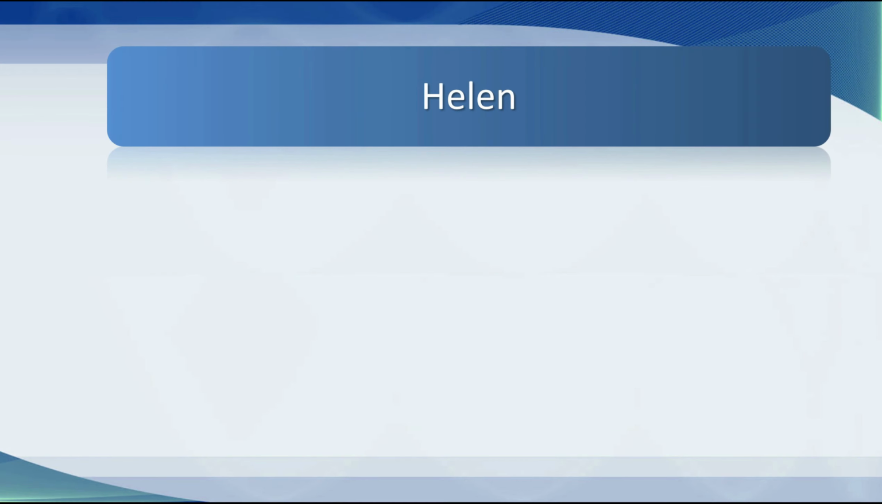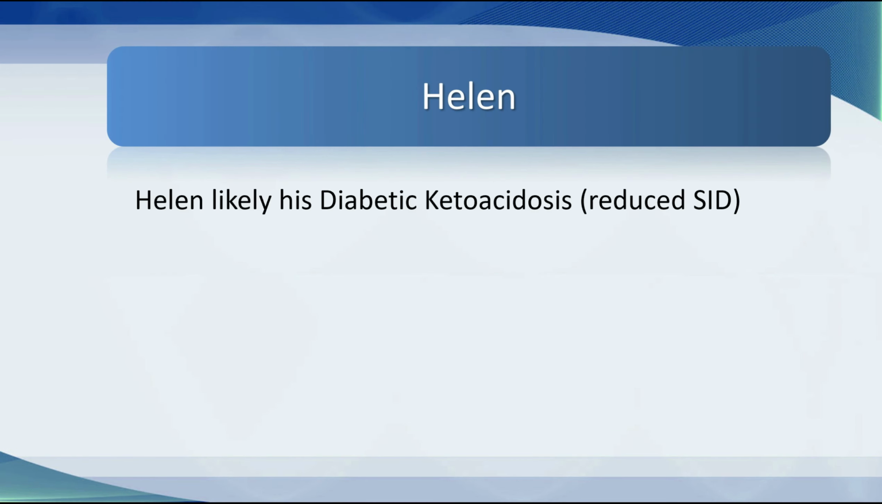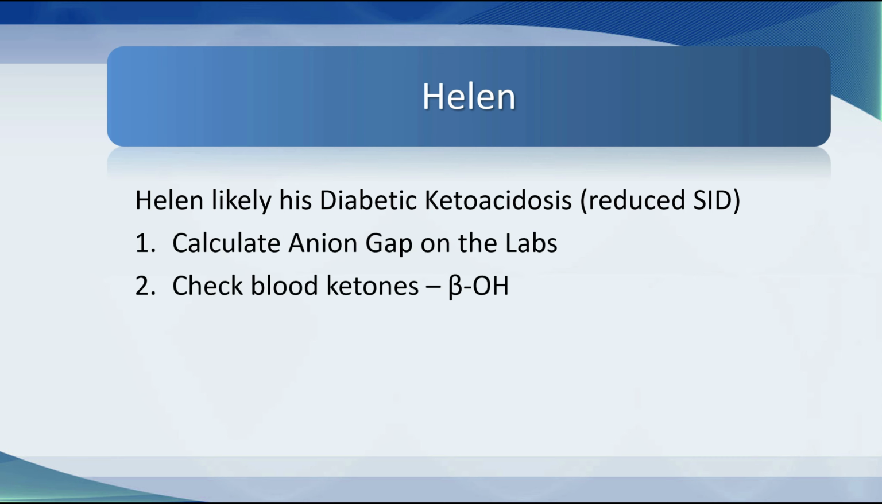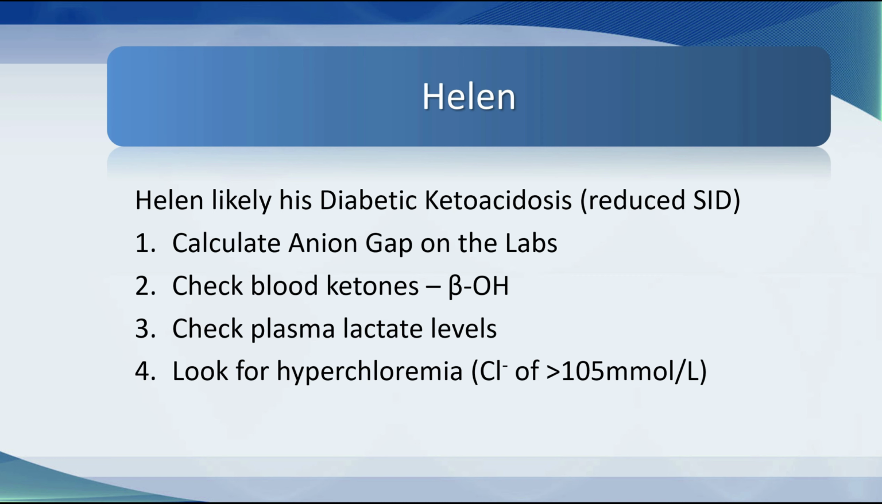In this case, Helen likely has diabetic ketoacidosis, so you should calculate the anion gap on the labs, check her blood ketones, her beta-hydroxybutyrate, check her plasma lactate levels, and then look for hyperchloremia. This will appear as a high chloride on her labs because it's very hard to figure this out when you have a combined widened and narrowed anion gap at the same time. That's why I sort of disrespect the anion gap in this situation because there is so much going on.